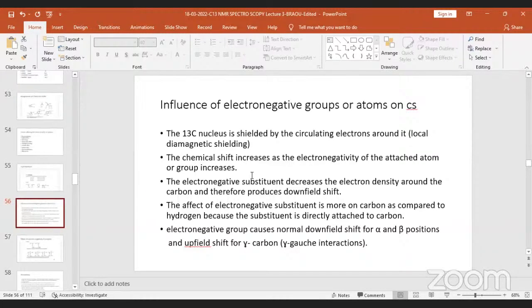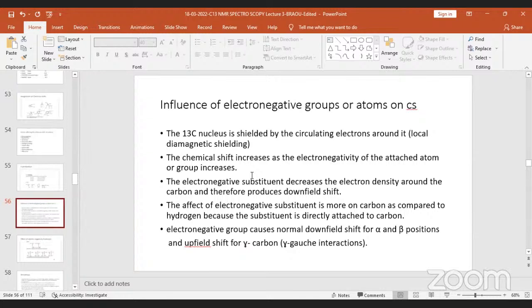Definitely, because chlorine is an electronegative group, and it will shift the electron density from the carbon away from the nucleus. Therefore, less diamagnetic shielding, and therefore it will be shifted downfield. Suppose methyl chloride and methanol. Methanol has OH, methyl chloride has chlorine. Which one do you think will be more downfield? Methanol will be more downfield, because OH is more electronegative than chlorine.